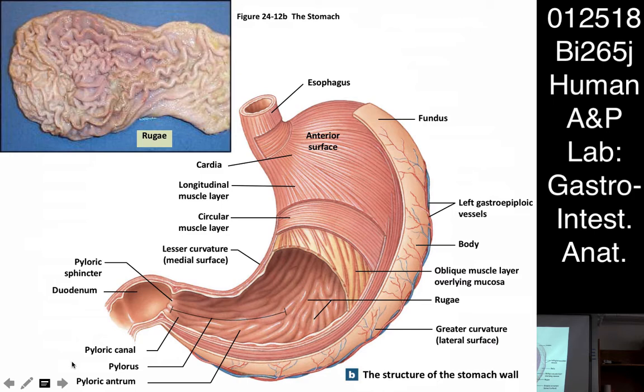There are, in the stomach, 3 muscle layers. In a lot of the GI tract, there's actually only 2, but in the stomach, there's 3. On the outside is the longitudinal muscle layer. And then the next one in, we have this circular muscle layer. So they run at 90 degrees to each other: longitudinal, running along the course of the stomach, and a circular one inside.